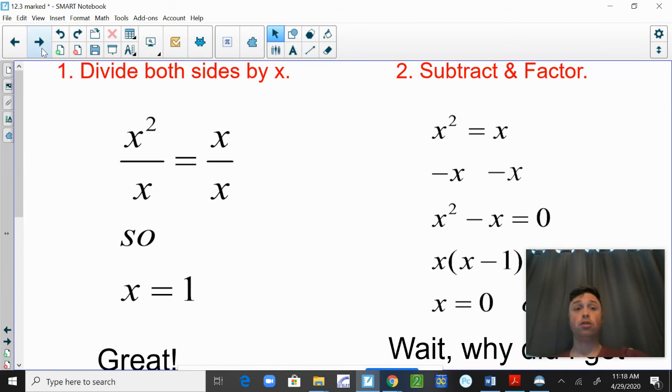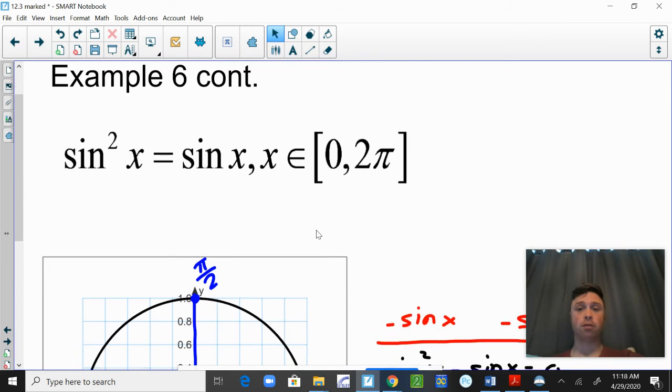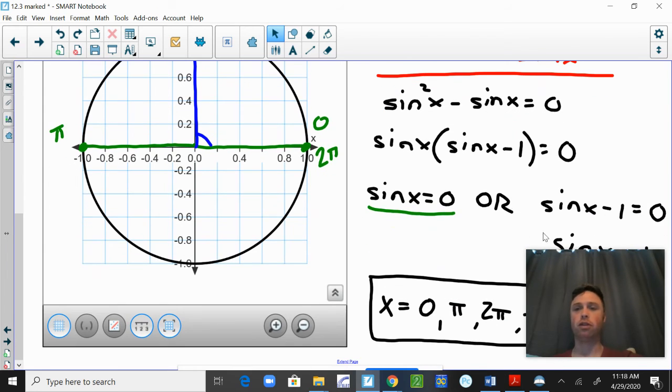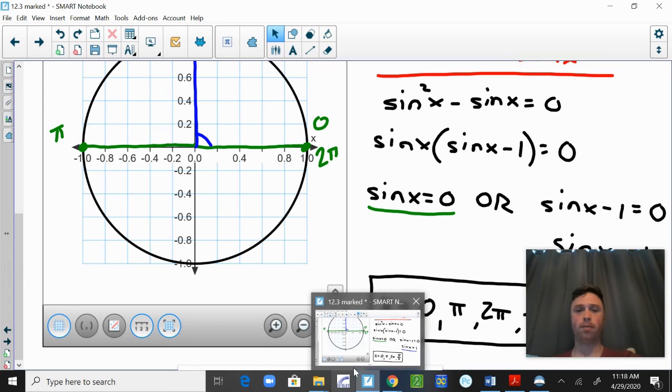So we use that approach on this example. What I'm going to do is subtract the sine of x from both sides. That's going to give me sine squared x minus sine x equals 0, and then factor the sine of x out of both terms. That gives me this statement here: the sine of x times the sine of x minus 1 is equal to 0. We can split that apart into two different equations. So the sine of x equals 0, or the sine of x equals positive 1.